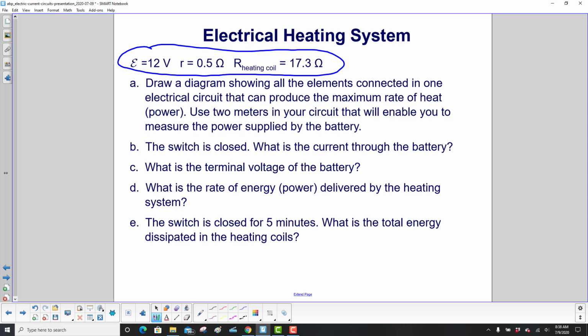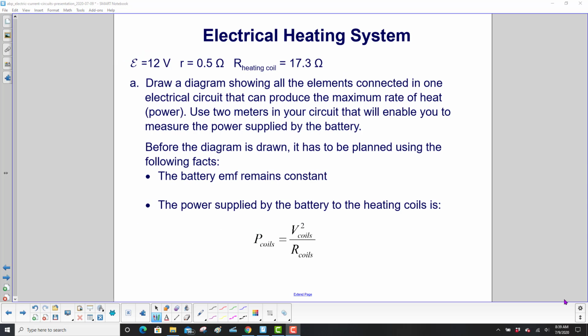Use 2 meters in your circuit that will enable you to measure the power supplied by the battery. The switch is closed. What is the current through the battery? What is the terminal voltage of the battery? And then what is the rate of energy, which is the energy per unit time, otherwise known as power, delivered by the heating system? The switch is closed for 5 minutes. What is the total energy dissipated in the heating coils?